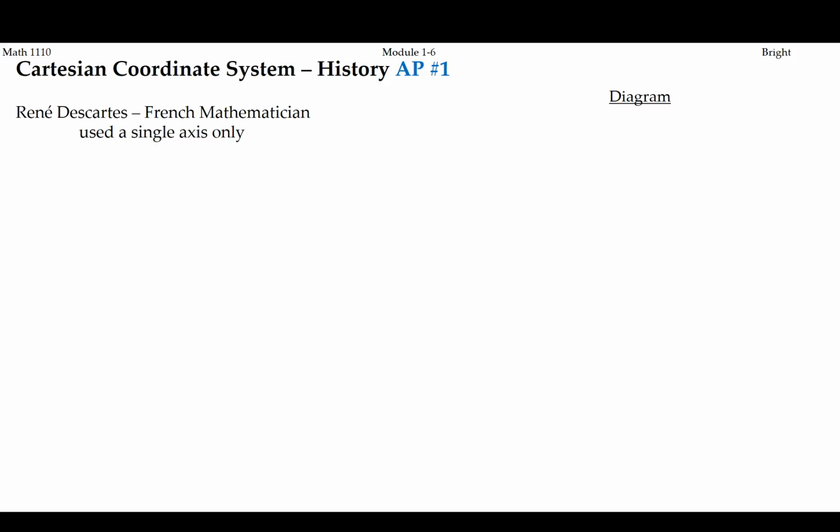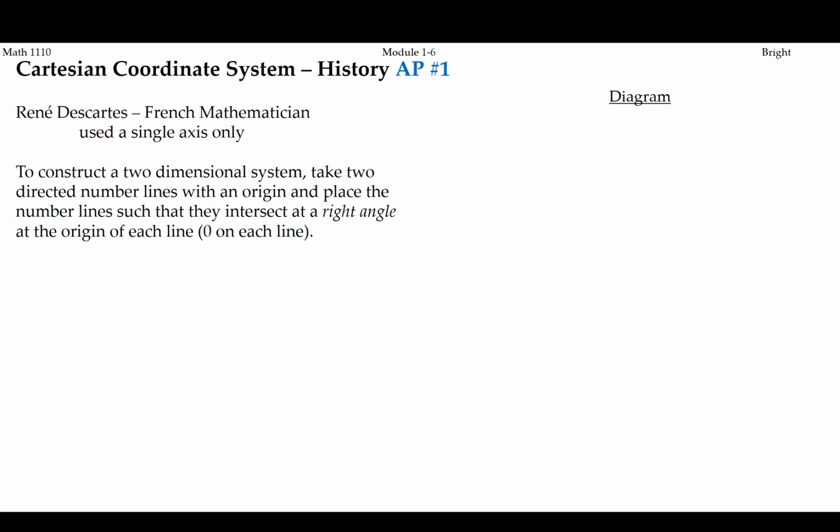And what he did originally was he used only a single axis, and so he actually used multiple dimensions, but represented the multiple dimensions only on a single axis. He later then changed that into using multiple axes depending on how many dimensions he was working in. And so his methodology, after he refined it a little bit, was to say, okay, if you have two dimensions, take two directed number lines, so number lines as we know, with an origin, and place the number lines such that they intersect at a right angle at the origin of each line.